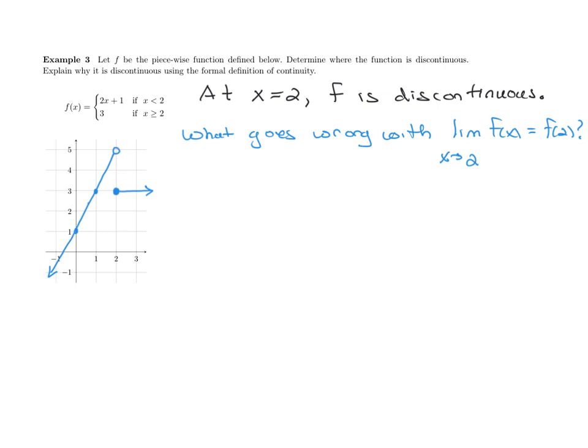So let's see. Okay, first, is f of 2 defined? Start there. And the answer is yes. In fact, f of 2 by definition is 3. So at 2, it's 3, and it exists. What about the limit as x approaches 2 of this function? Does this exist?